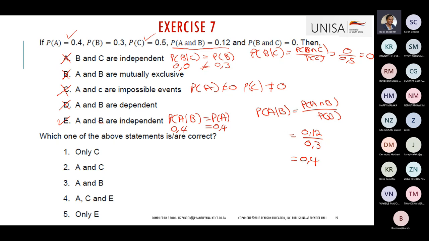Which one of the following statements is correct? So it's going to be 5. Only E. Only E. And that's how easy it is to answer the probability question.